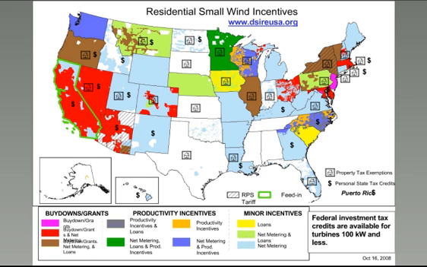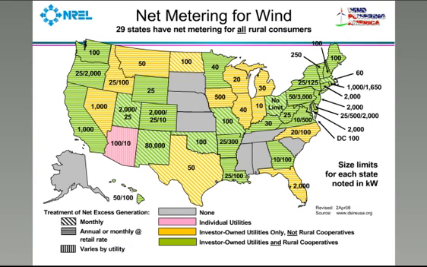So the take-home message here is you really got to find out what applies to the turbine location. And the DSIRE USA website shown up top is the best place to go look for those incentives.